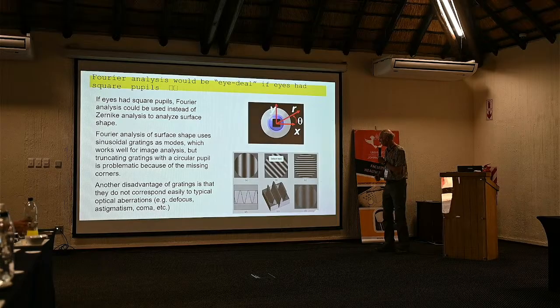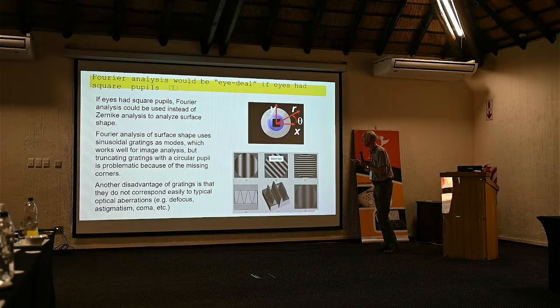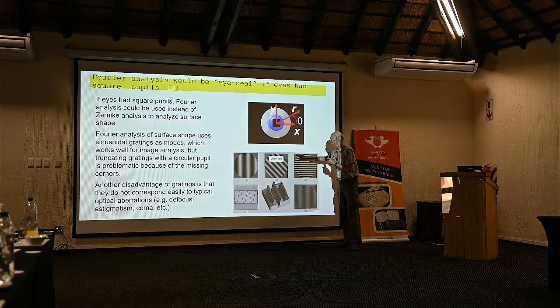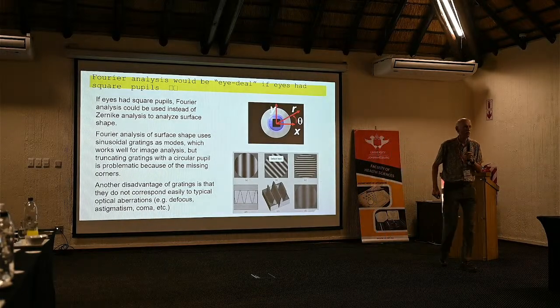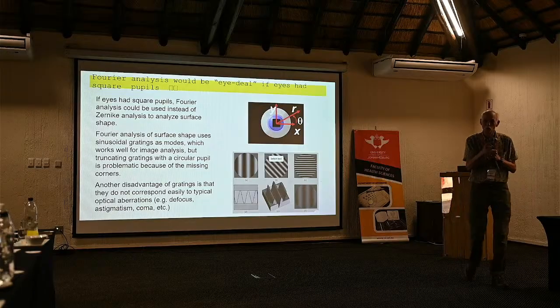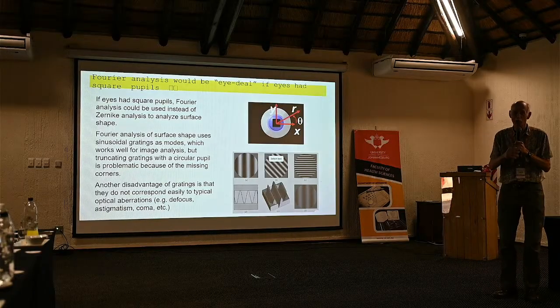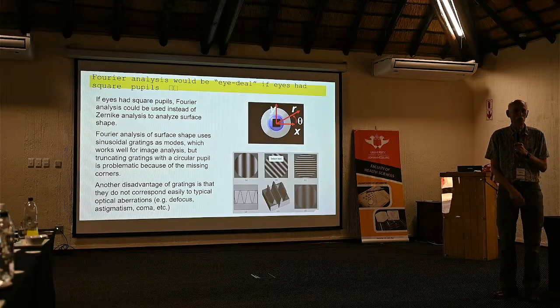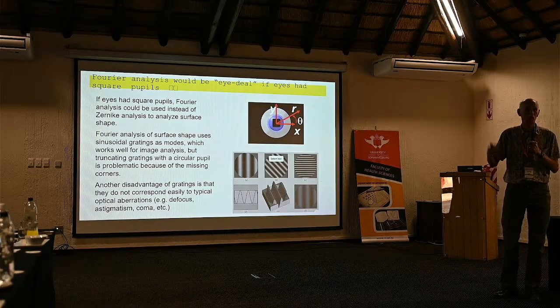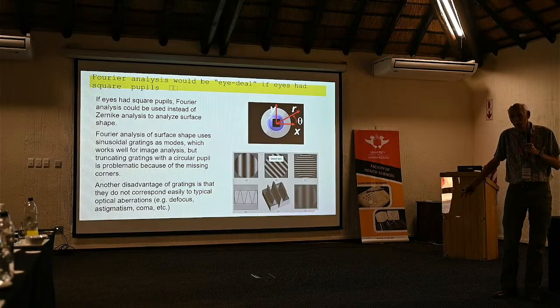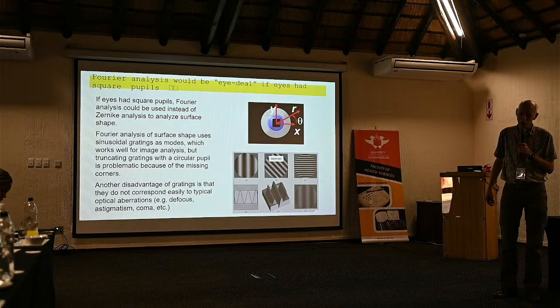But the main problem with this, 2 main problems. One is missing corners. You see, pupils tend to be circular, not square. If you had square pupils in your eye, then Fourier analysis would be the ticket. You never have to learn about Zernike and his polynomials. You would just use 2-dimensional Fourier analysis because it's perfectly set up for square pupils. Not many of us have square pupils.